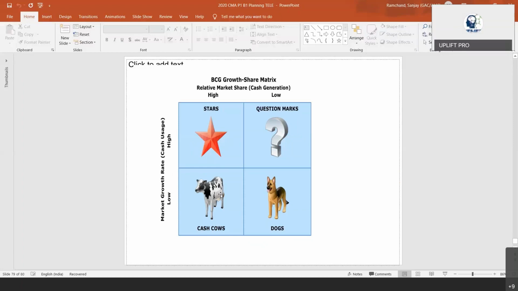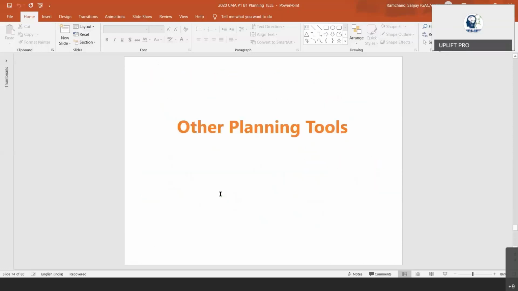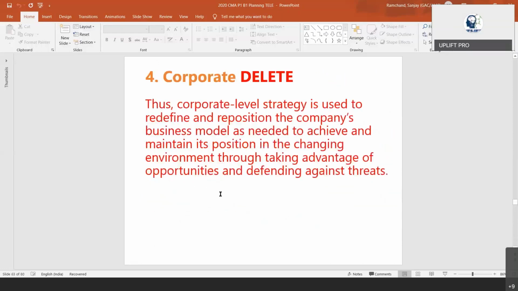That's the BCG growth matrix. That's it about this. Any questions on this particular topic? We have covered one section of it, like I mentioned. So let me just show you.